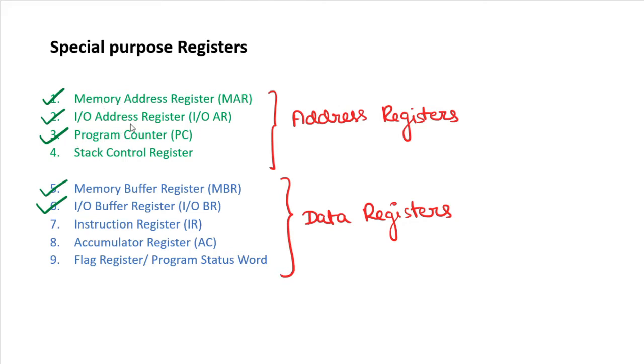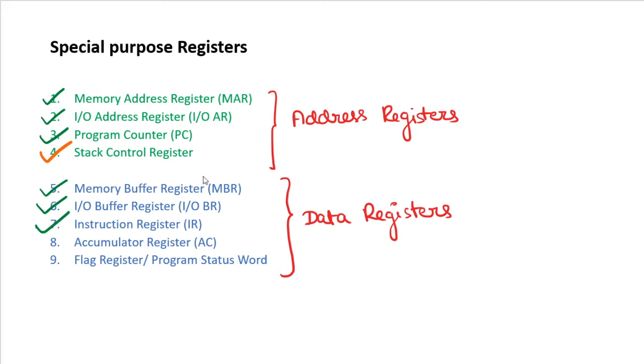We discussed memory address register, IO address register, program counter. We also discussed instruction register, right? Only these 3 registers are remaining: stack control register, accumulator and flag register, right? Now let's discuss stack control register.